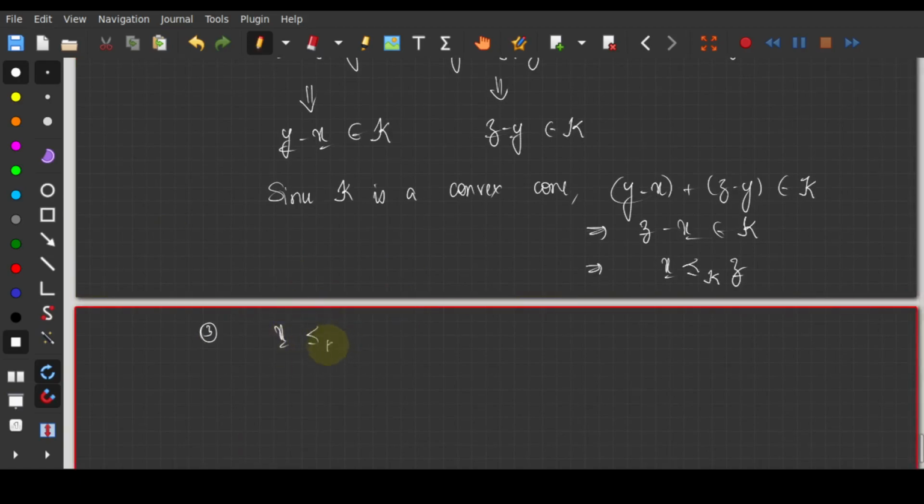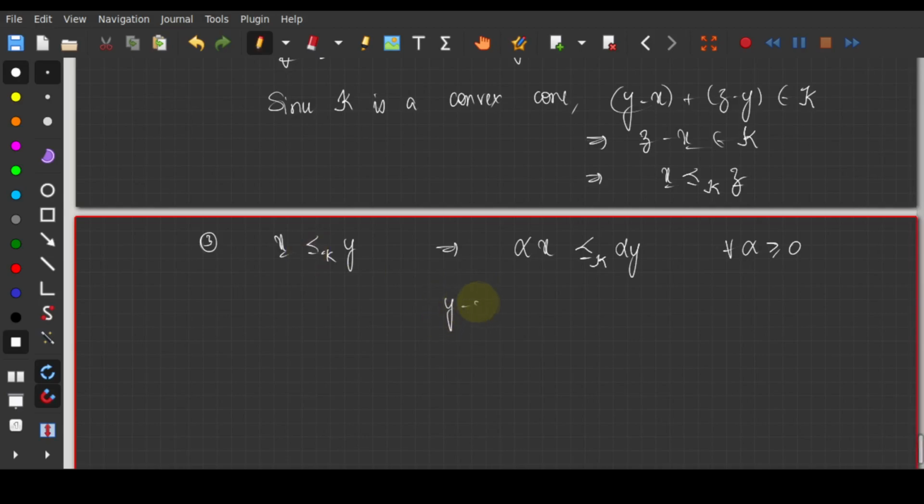If I have X less than or equal to Y, then what can you say about alpha X and alpha Y? Again, why is this true? It's a cone, right? Because Y minus X is in the cone implies alpha times Y minus X is also in the cone.